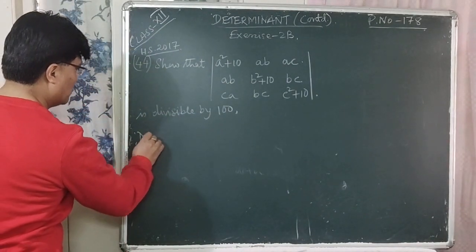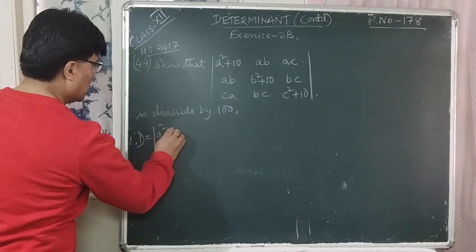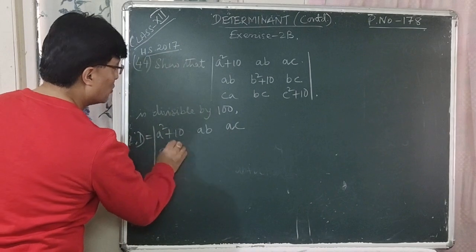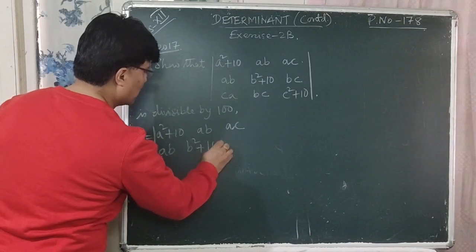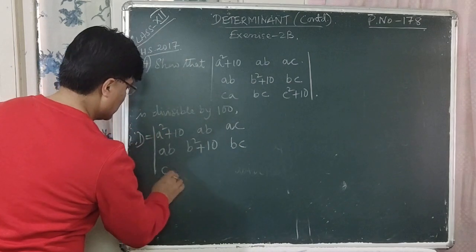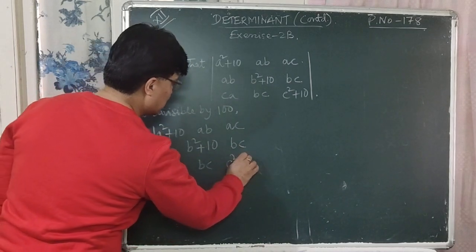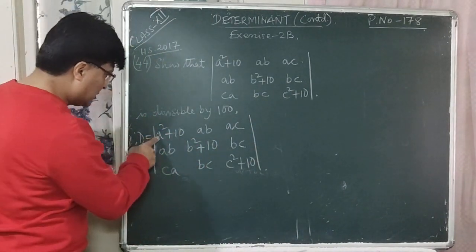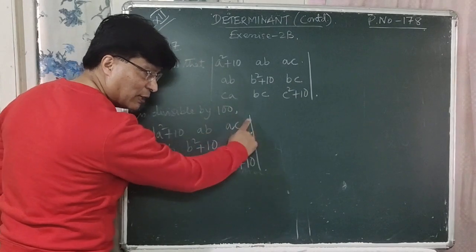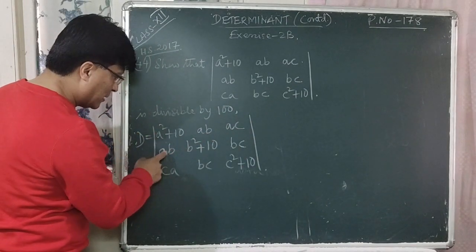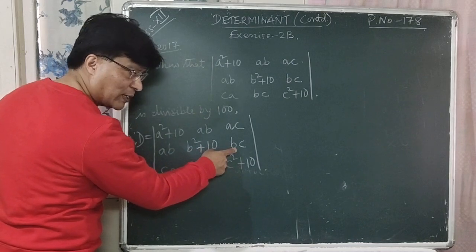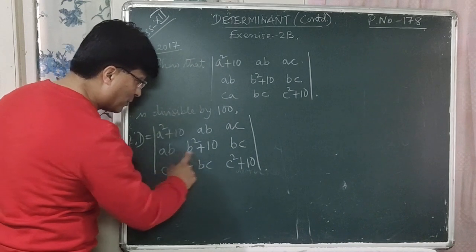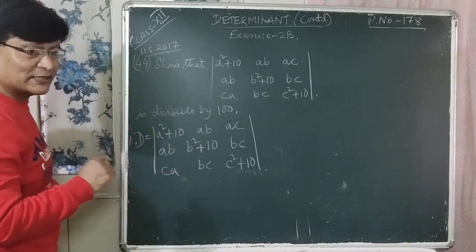So what is D equal to now? What is the first row here? A square plus 10, AB, AC. Second row: AB, B square plus 10, BC. And CA, BC, and this is C square plus 10. Right? So now, since there is A square, make it A square by multiplying it by A. There is also B square, make it B square by multiplying it by B. There is C square, make it C square by multiplying the whole third row by C.